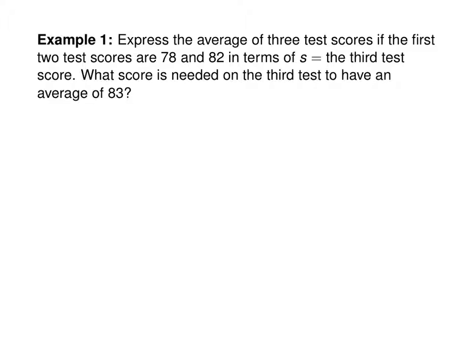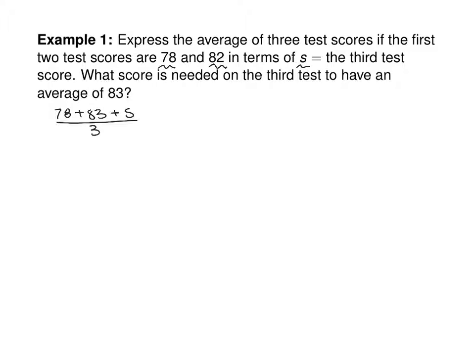All right, here's our first example. Suppose you have 3 test scores, and your first 2 test scores are 78 and 82. And I want to express that average in terms of S, which is a third test score. So we know our first 2 test scores, not our third and 1 average. Well, the way you find the average of 3 test scores is you add them all up and divide by how many. So our average will be 78 plus 82 plus S, that's the unknown one, divided by 3. So that's an expression for the average of 3 test scores.